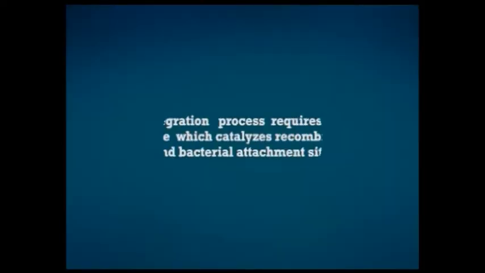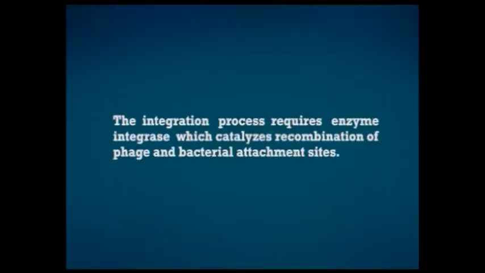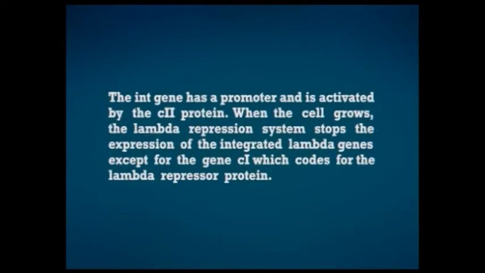The genes, that is the C1 and the Nt gene, Nt being the gene that encodes the enzyme integrase, must be expressed to establish the lysogenic cycle. The integration process requires this enzyme integrase, which catalyzes the recombination of the phage and the bacterial attachment site. The Nt gene has a promoter and is activated by the C2 protein.